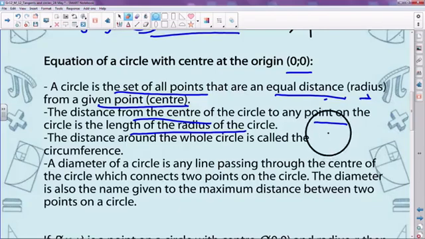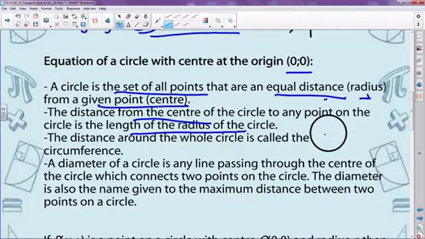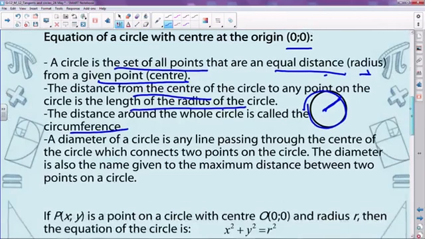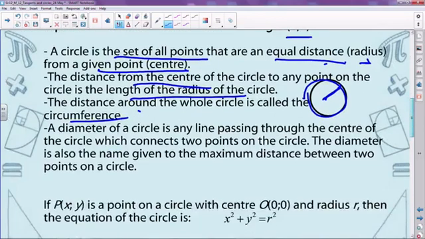Okay, just a little one. All right, so what we're saying is the distance from the center of the circle, and I'm not getting the center quite correct, but that's fine, it's just a rough sketch. So the distance from the center of the circle to any point on the circle circumference is called the radius. The distance around the whole of the circle, as we go around the circle, is called the circumference, and we also call that the distance around the circle, the perimeter.